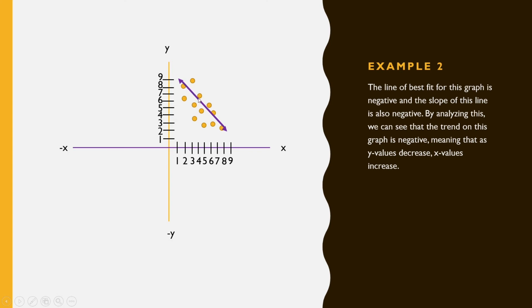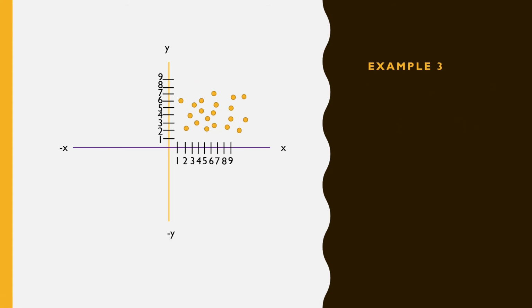The last example is a little different. You cannot put a line of best fit anywhere on this graph because it has no trends. So by having no trends, this means that there's nothing to tell on this graph and the data is random.